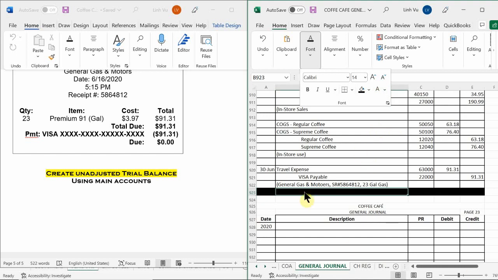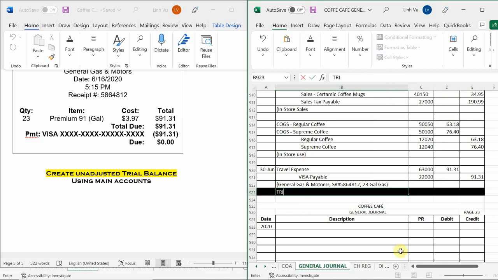All right, so again, I'm going to go ahead and type in here, trial. Actually, it should be unadjusted trial balance, because that is what we're going to be completing when we come back from the break.